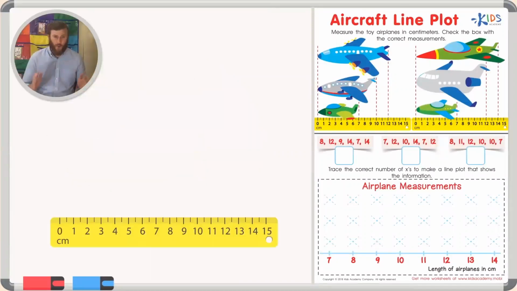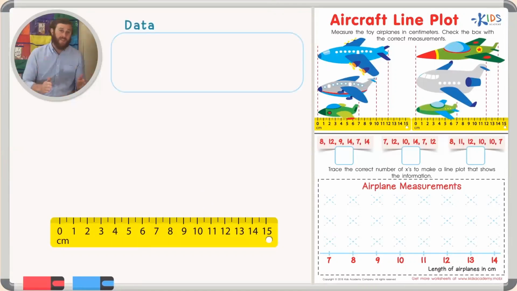So we're going to use a ruler to help us measure these airplanes. All of our airplanes are going to start at the 0 mark on our centimeter ruler, and we'll be measuring in centimeters, and we'll have to follow the airplane to the end, to the dotted line, to see exactly how long each airplane is. We'll keep track of the lengths of each airplane, so that way it'll help us make our line plot. Let's get started.